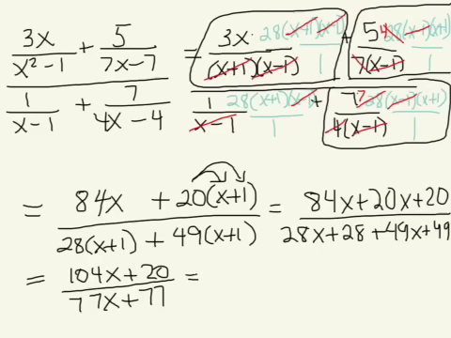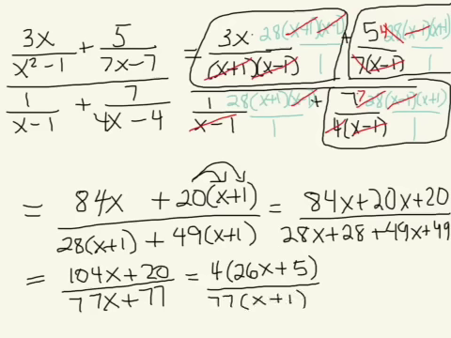So if I look at the top, we have a common factor of, I guess, 4, which leaves me with 26x plus 5. And then on the bottom there's a factor of 77 clearly, which I can factor out, leaves me with x plus 1. However, I still can't cancel anything because the 4 and the 77 don't have anything in common, and neither do these. So at that point you would just stop. That's going to be your final answer.